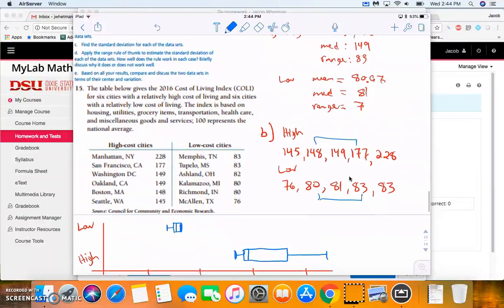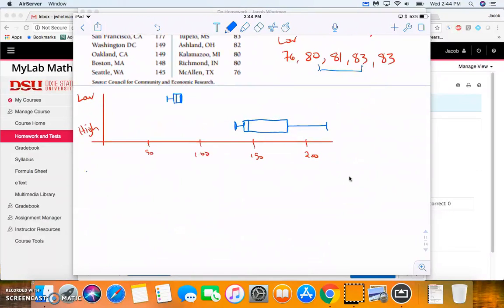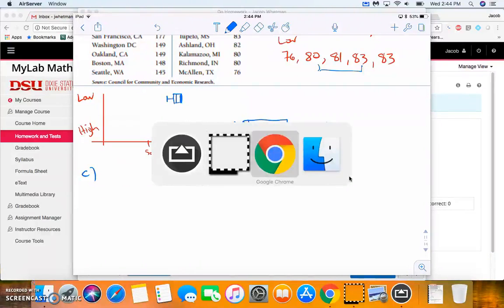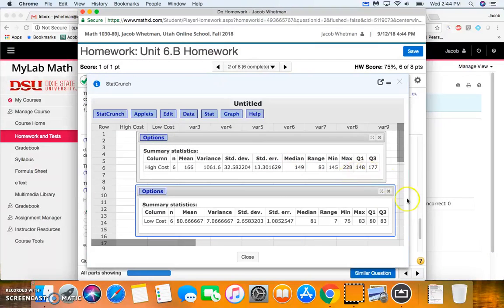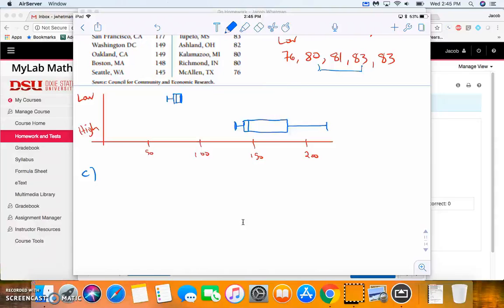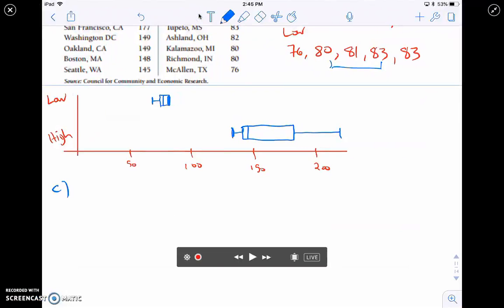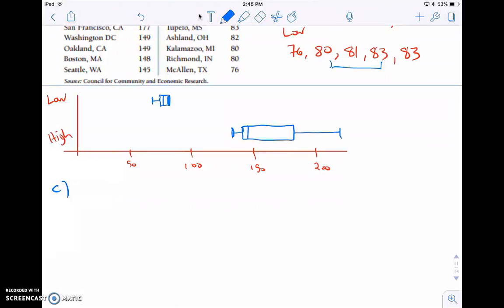Next, we want to find the standard deviation for each set. Okay, if we go back, we can see the standard deviation here for both. So we have 32.6 approximately and 2.7 for the low. So S is short for the standard deviation. So I'm going to say the standard deviation of the high was approximately 32.6. The standard deviation for the low was approximately 2.7 units.